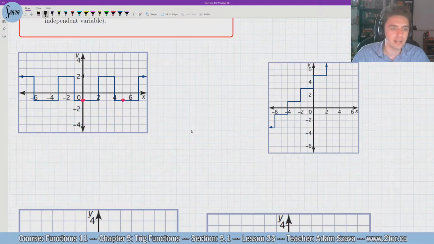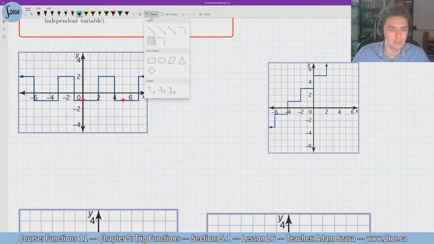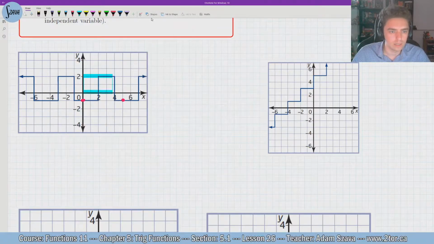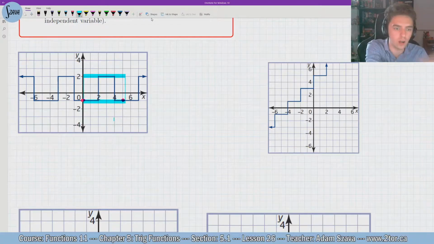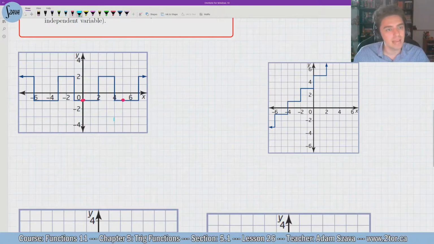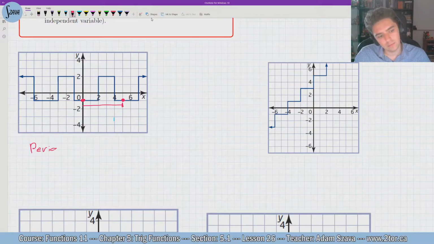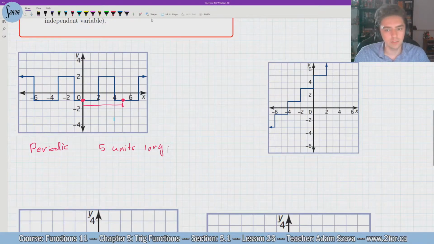You can imagine that this chunk, what I've boxed right there, repeats. You can pick that up and move it along the graph, and that pattern repeats. How long is that period? It's 1, 2, 3, 4, 5 units long. So this is periodic, and it's 5 units long. Okay. Before I do this example, let's do another example.